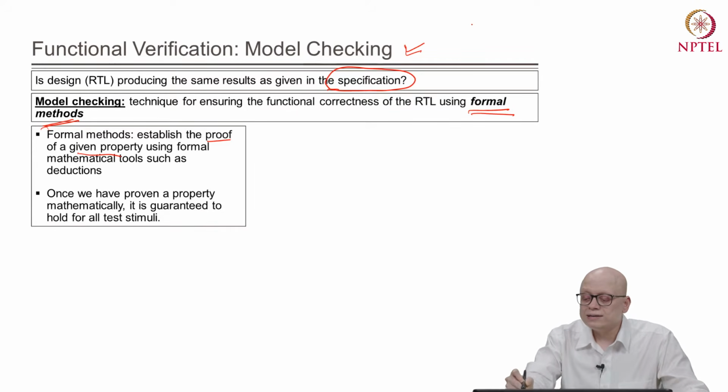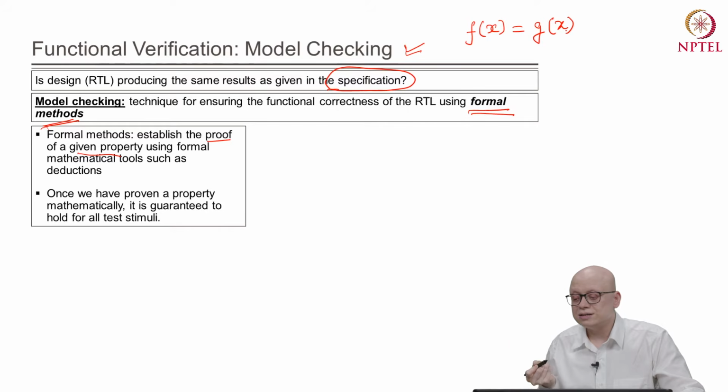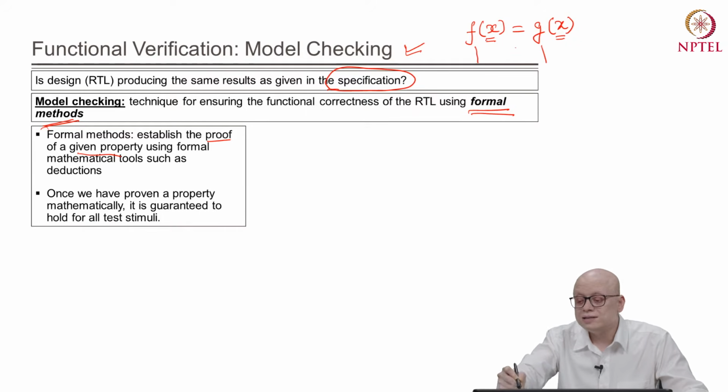Suppose a property is given that a Boolean function f(x) is equal to g(x), and we need to verify it. In simulation, we will try different values of x, see what f is producing and what g is producing, and match the output of these two functions. Based on that, we say that the functions f(x) and g(x) are equal. But we cannot always cover every x. For example, if it ranges over all integers, then it is simply impossible to cover all the integers, right.